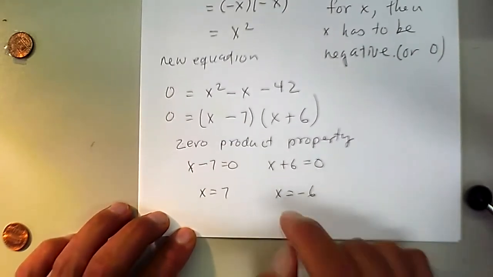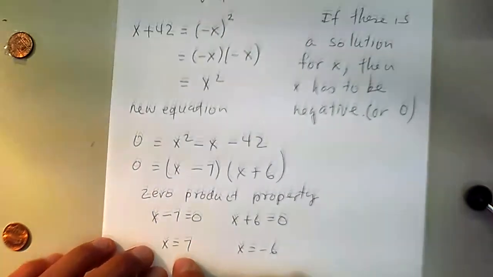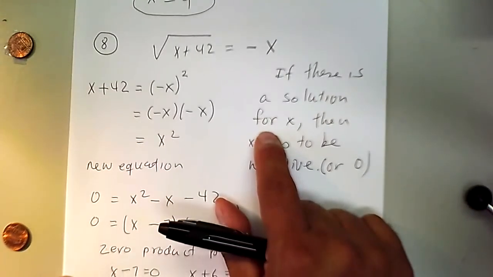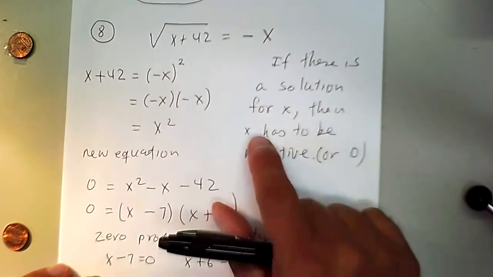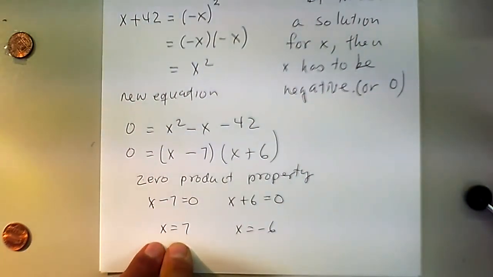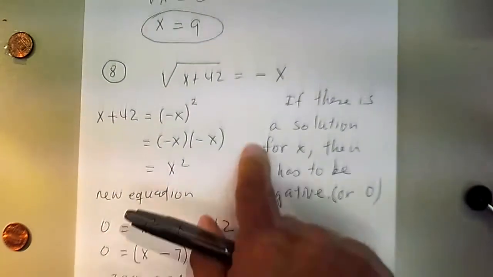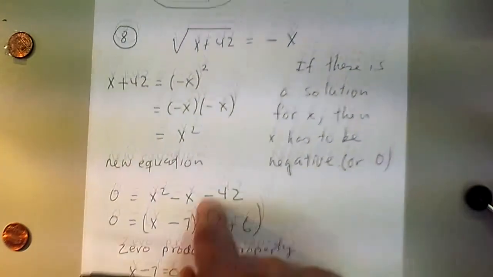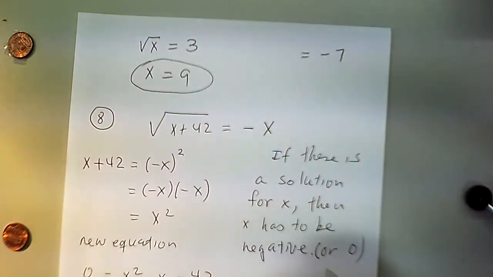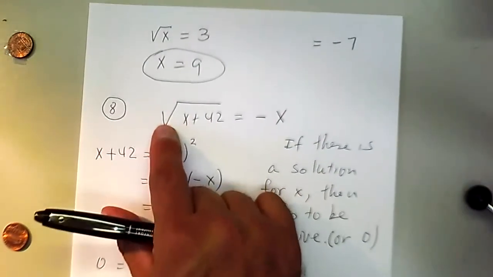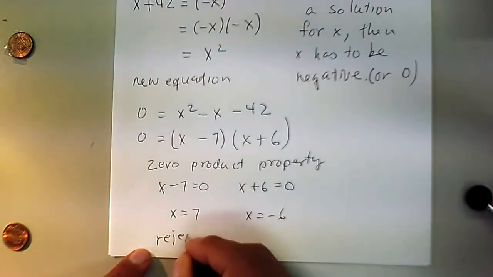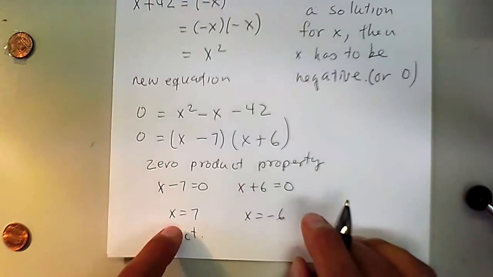And some of us might be thinking, I know the answer is 7. No, no, no, no. Remember what we established here. If there is a solution, that solution, that x, has to be negative. So in fact, we have to reject that because that guy is positive. So if we place that 7 in x, we would have equals negative 7. And we cannot have a principal root equaling a negative number. So we have to reject. Isn't that tricky? We have to reject that.